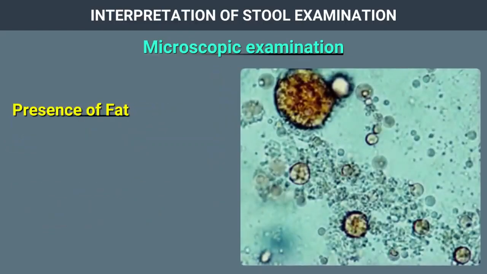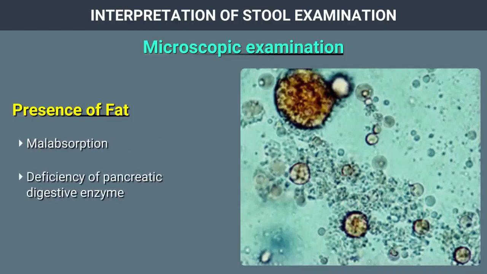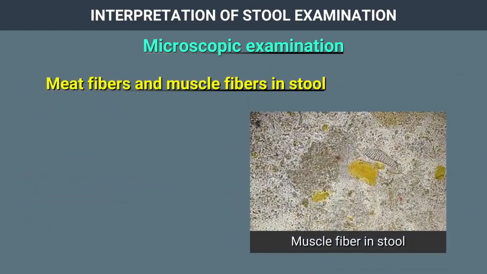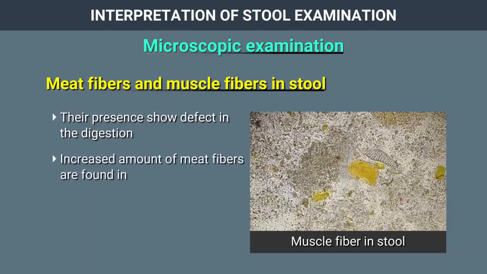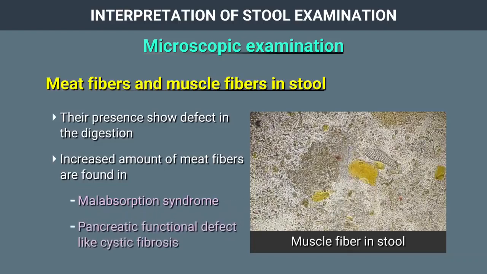Fat. The fat in stool shows the possibility of malabsorption, deficiency of pancreatic digestive enzymes or deficiency of bile. Meat fibers and muscle fibers seen in stool. Their presence shows defect in digestion, and increased amount of meat fibers can be found in malabsorption syndrome and pancreatic functional defect like cystic fibrosis.